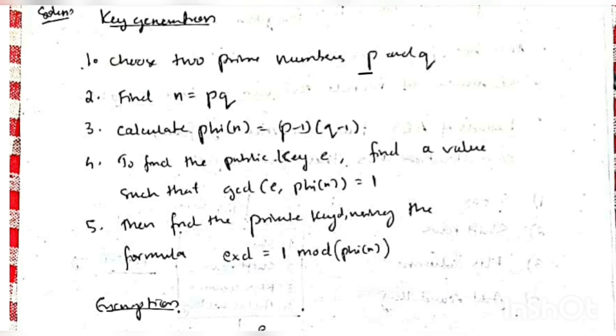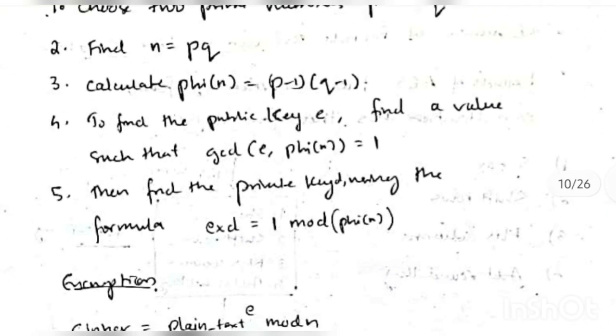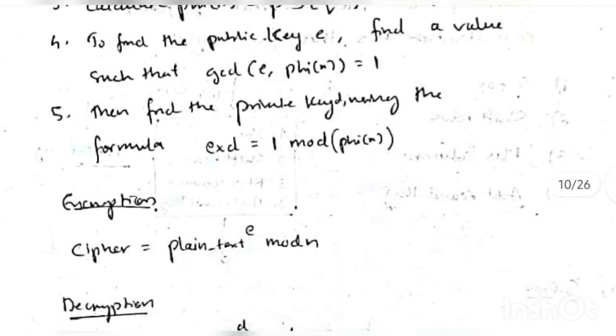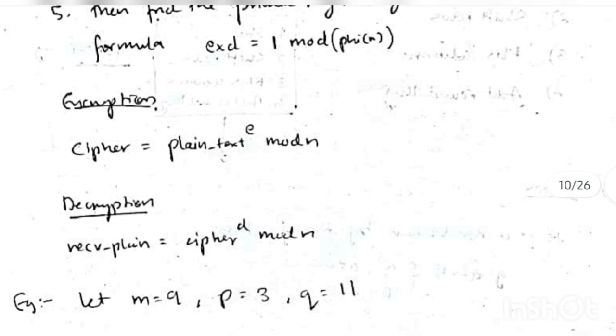So choose 2 prime numbers p and q, multiply to find n, find phi of n as (p minus 1) into (q minus 1). After that, find the GCD value. Okay, this you will understand when we solve some questions. After finding the GCD value, you will get E. Find the D value using E into D is equal to 1 mod phi of n, and that's the key generation. After you find D, to encrypt, use plain text power E mod n. For decryption, cipher power D mod n. Okay, so let's see an example.